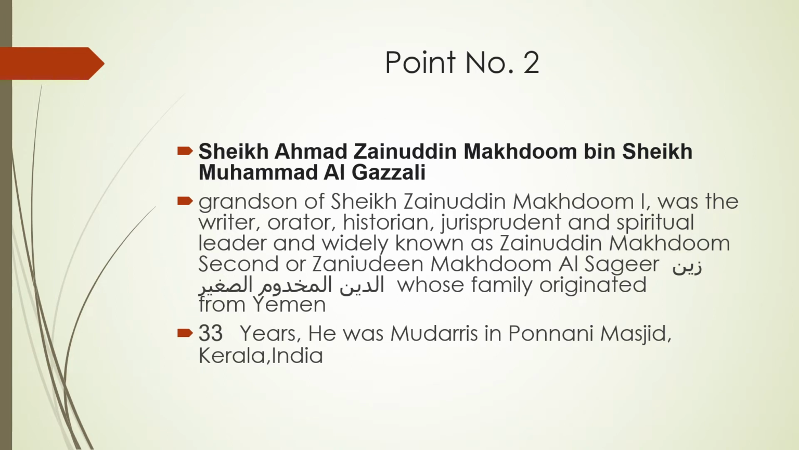So the author of Fathehul Mueen is known as Makhdum al-Thani, Makhdum the second. Our Zainuddin Makhdum the second was a writer, a famous orator, historian, jurisprudent, meaning faqih, and spiritual leader, and widely known as Zainuddin Makhdum the second or Zainuddin Makhdum al-Saghir in Arabic.